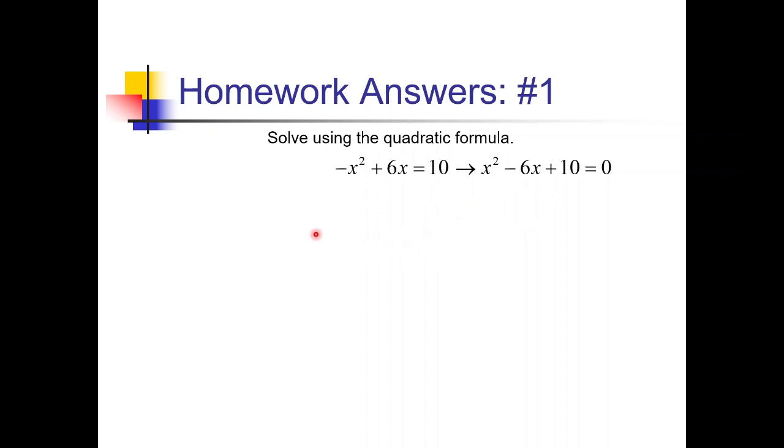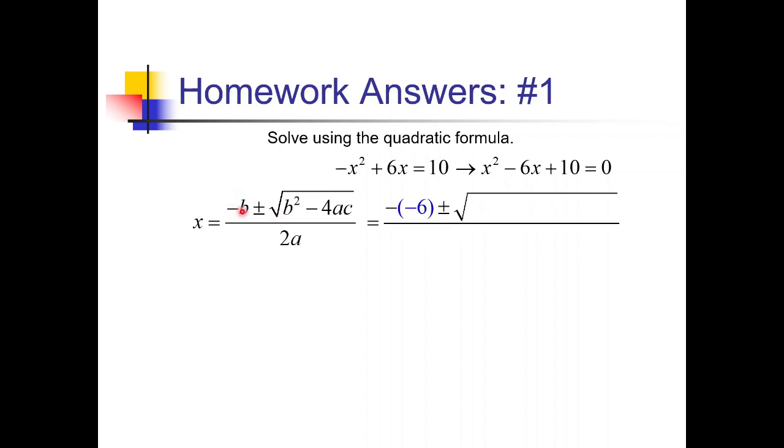So here's our quadratic formula. We have negative b plus or minus the square root of b squared minus 4ac all over 2a. So our b value for this b part here is going to be this negative 6. So that's going to be negative 6 plus or minus the square root of negative 6 squared minus 4 times, we have an invisible 1 here, times the c value of 10, all over 2 times 1.